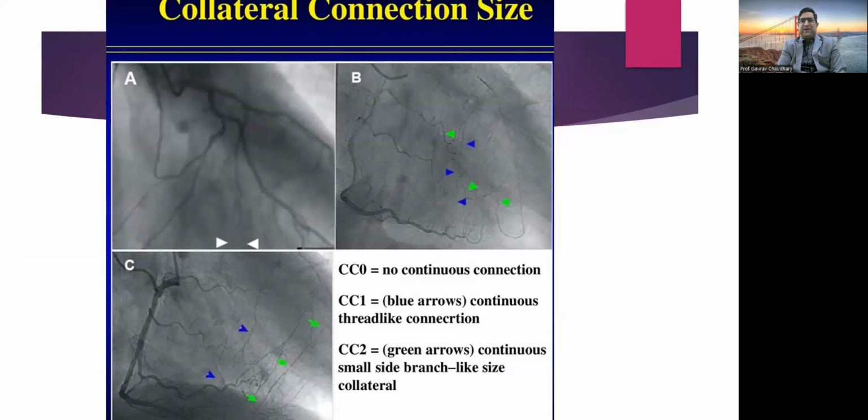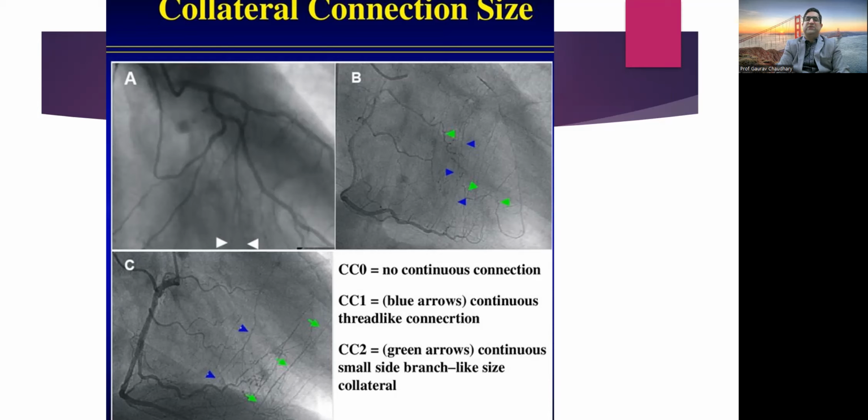Once we have analyzed the collaterals, the question that should come to our mind is what type of collateral this is. Dr. Werner has given a very excellent classification, the CC classification. In CC0, we don't find any collateral; there is no continuous connection. In CC1, the collateral is less than 0.4 millimeter, a continuous but small thread-like connection, shown by the blue arrows here. A continuous, small side-branch-like collateral with size more than 0.4 millimeter is considered CC2.